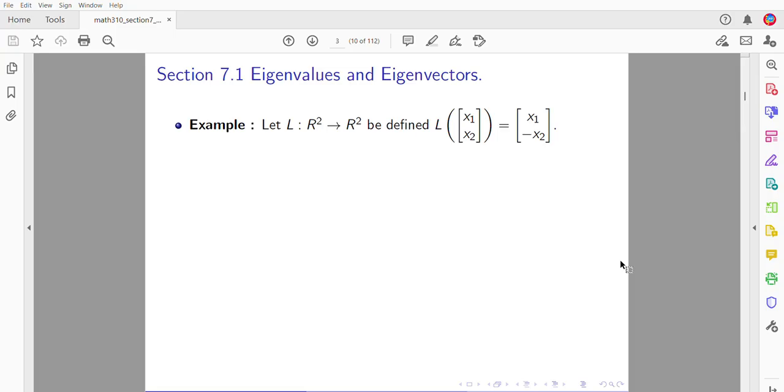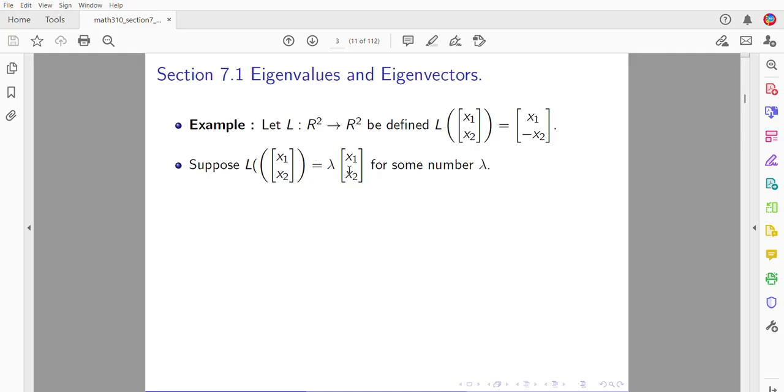Let's look at an example. Suppose my function L is from R2 to R2, a linear transformation which takes (x1, x2) to (x1, negative x2). So remember, this is reflection about the x-axis. The second coordinate changes sign. Alright, I want L of (x1, x2) to be lambda times (x1, x2). I'm looking for an eigenvalue. L of a vector must be lambda times the same vector.